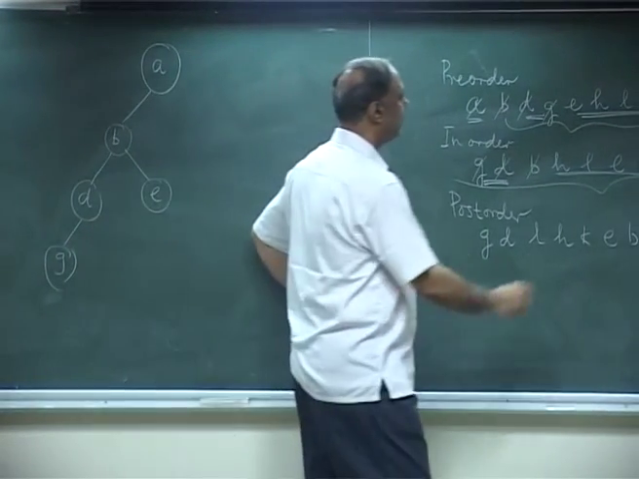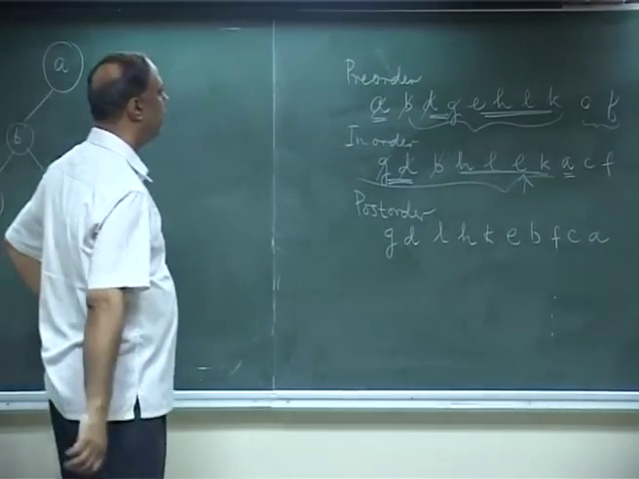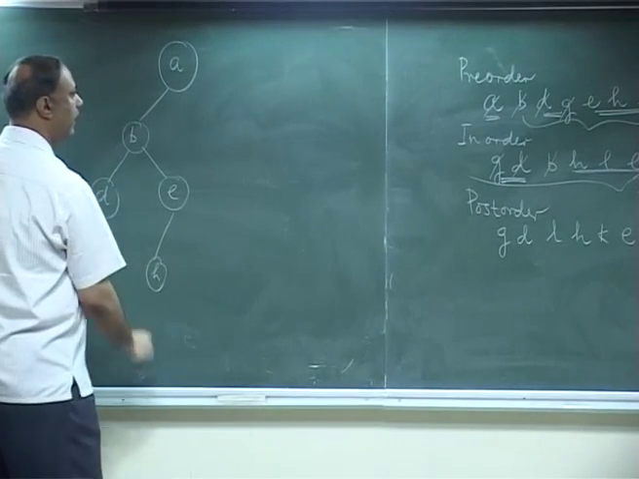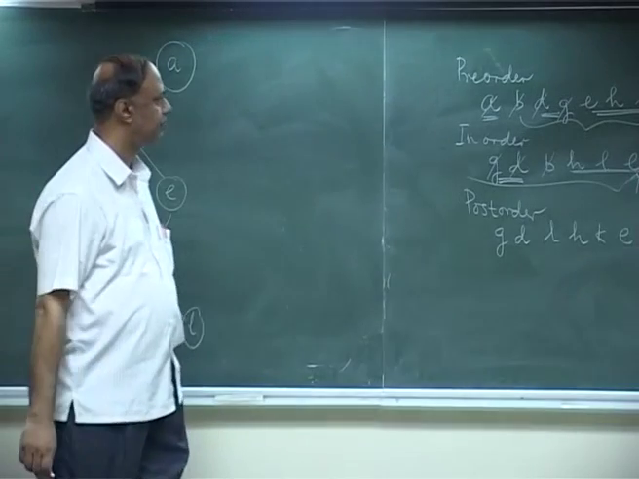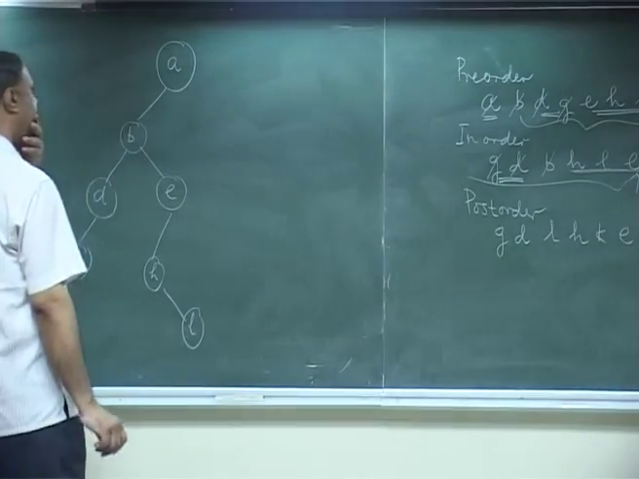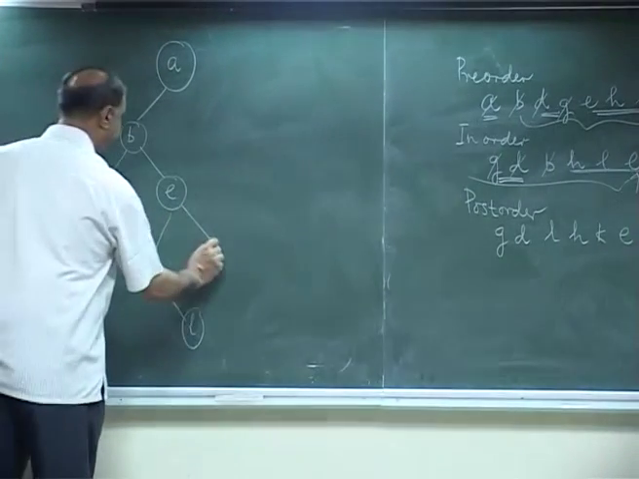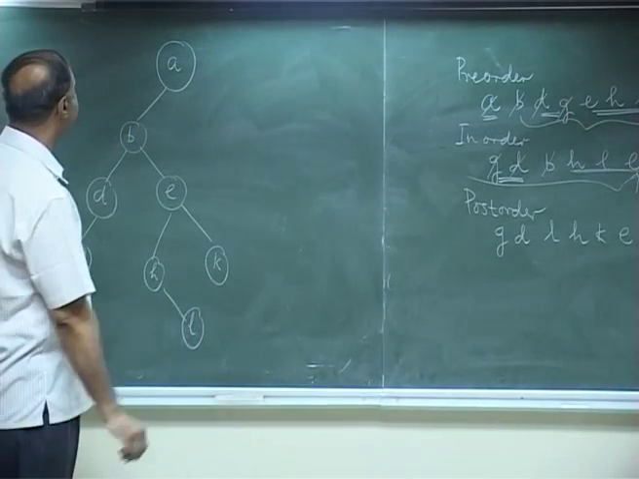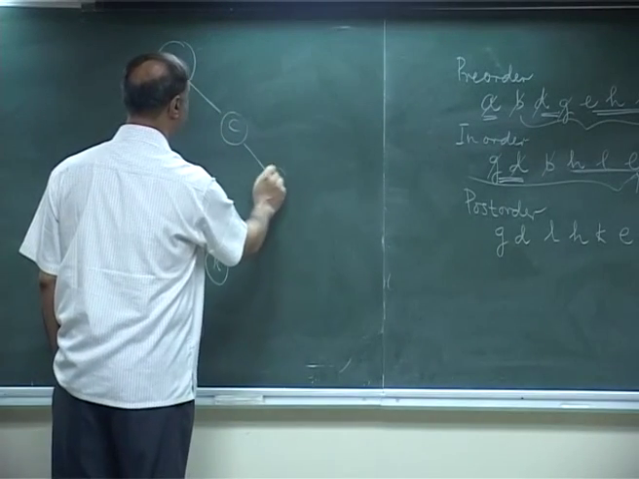Once I know the E is here, H and L is the left subtree of E. H and L, so H is the root and L is the right subtree. And E, K. K is the right of E, so K. Then you have C and F. C is the root and F is the right, so it is F.